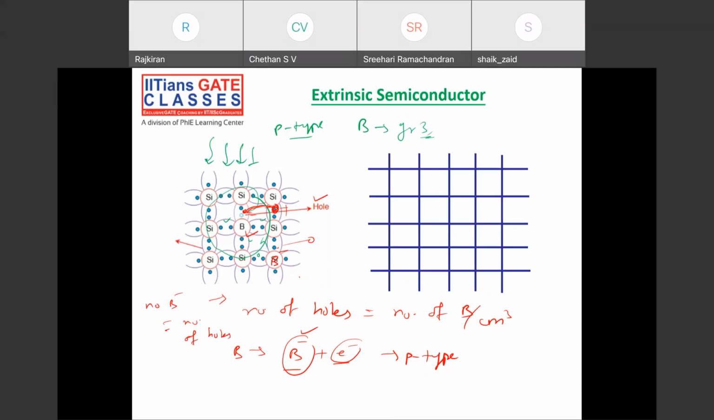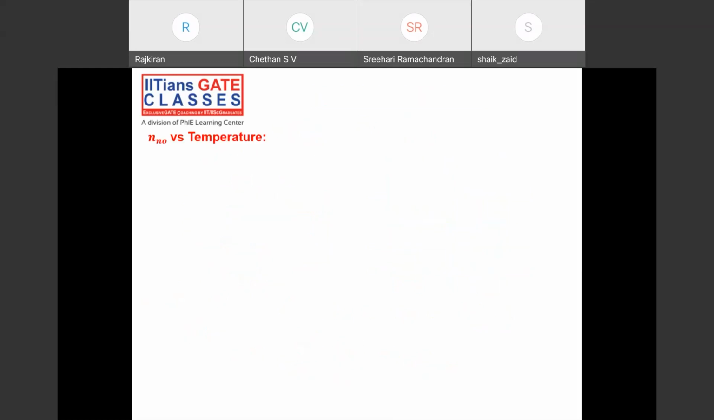Right? Each boron atom will accept one electron and give one hole. That means negative charge is equal to positive charge, and it's neutral, right? So an N-type or P-type semiconductor is electrically neutral. Okay. So last but not the least, suppose N-type.